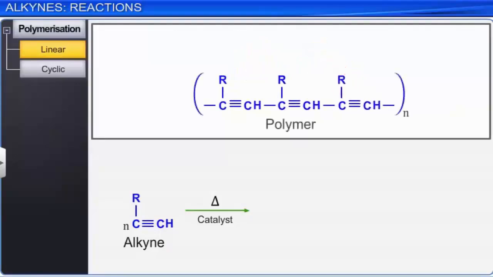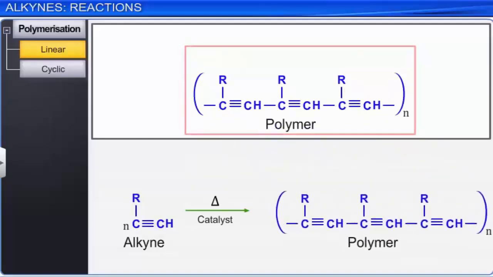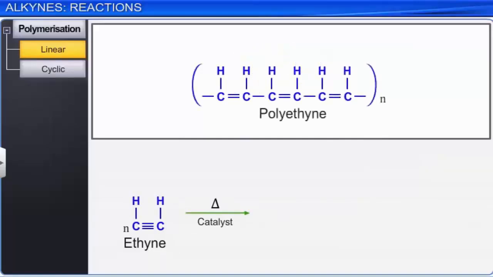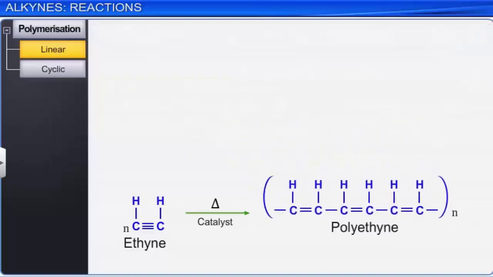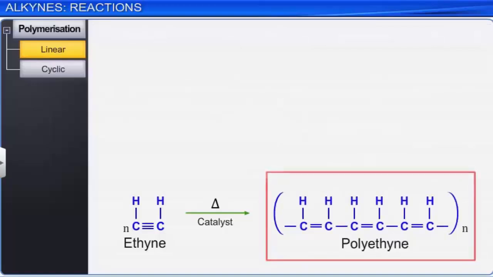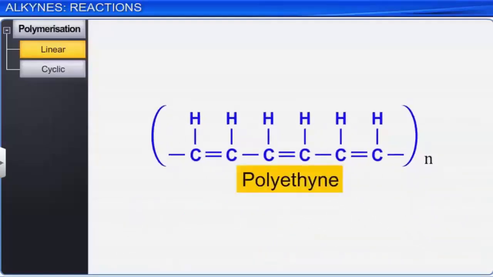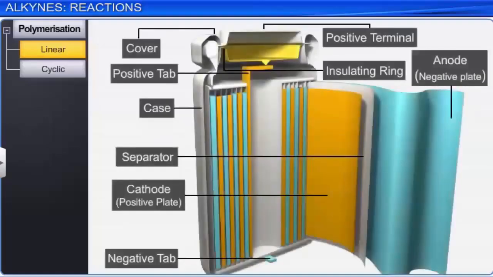In linear polymerization, the alkyne molecules form a long chain polymer. For example, linear polymerization of ethyne produces polyacetylene or polyethine. Polyethine is a high molecular weight polyene which consists of repeating units as shown here. The polyethine molecule is represented as shown. It conducts electricity under special conditions. This is why a thin film of polyethine is used as an electrode in batteries.